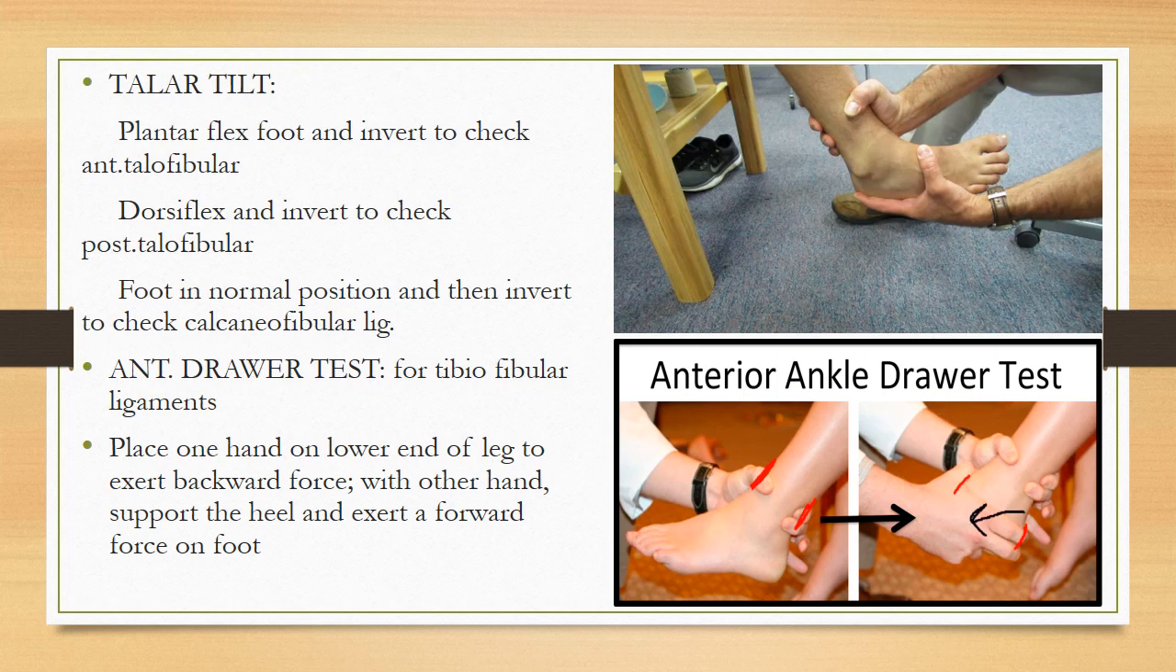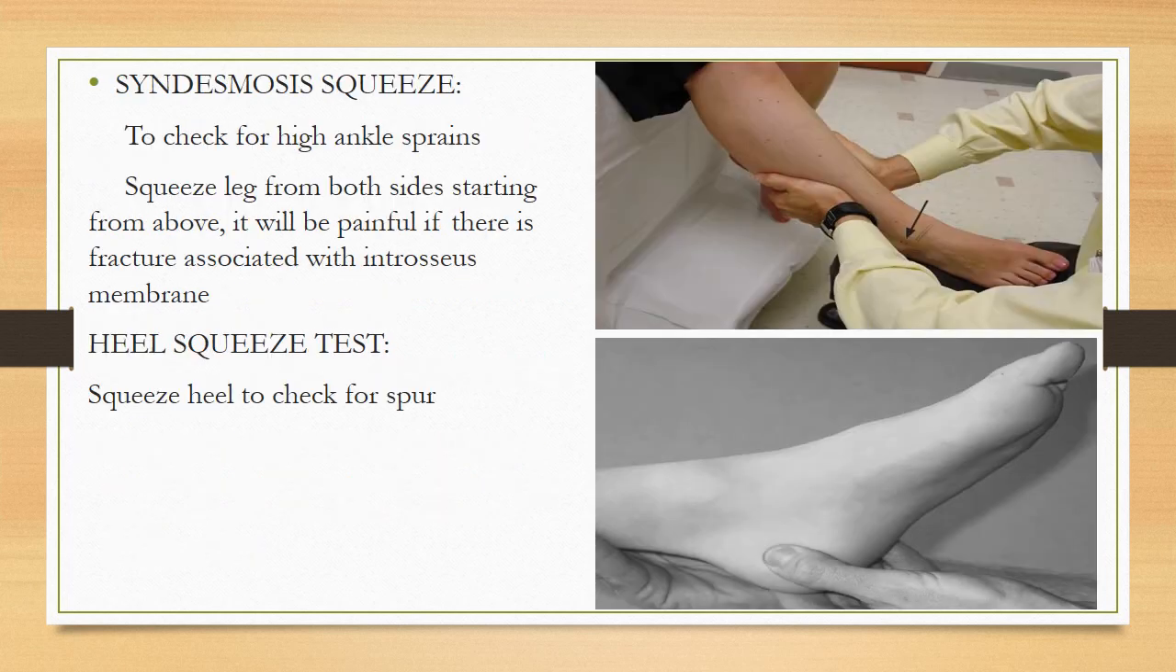And for this, you place one hand on the lower end of the leg to exert a backward force. And with the other hand, you support the heel and exert a forward force on the foot. So there will be increased mobility if these tibiofibular ligaments have been damaged. So these are special tests for the ankle. Next is the syndesmosis squeeze, which is to check for high ankle sprains. And basically you squeeze the leg from both sides, starting from above. It will be painful if there is a fracture associated with the interosseous membrane.